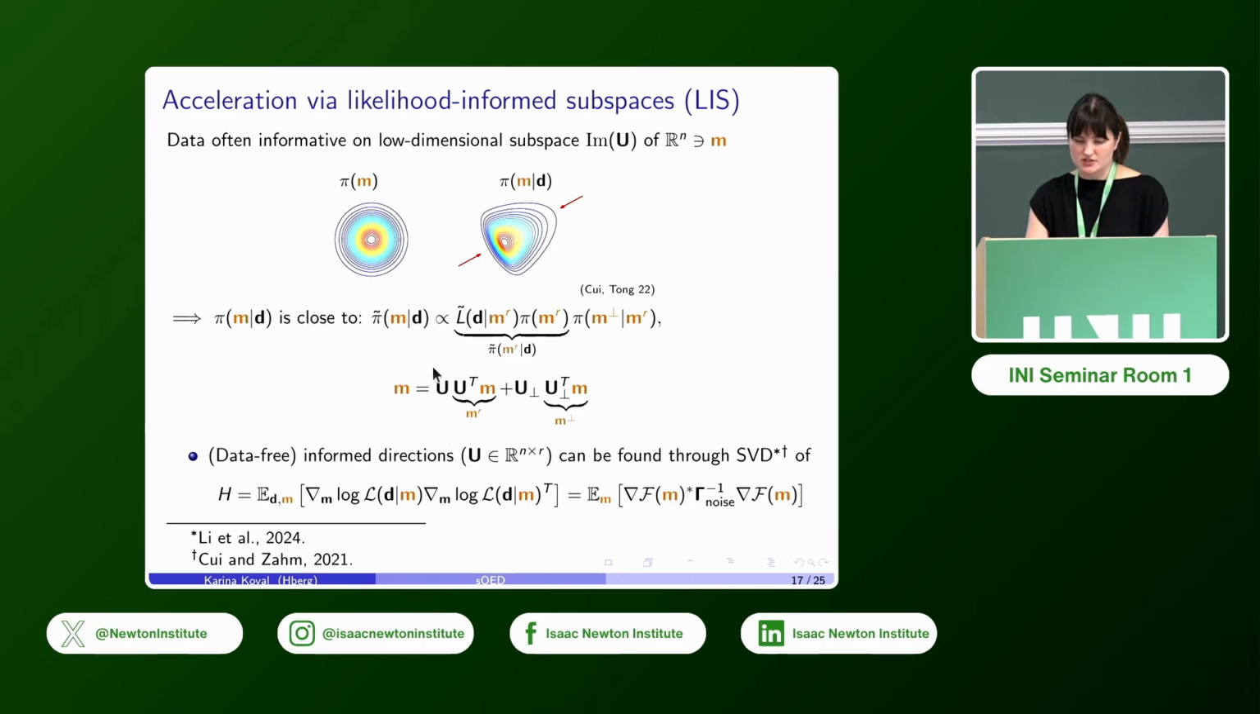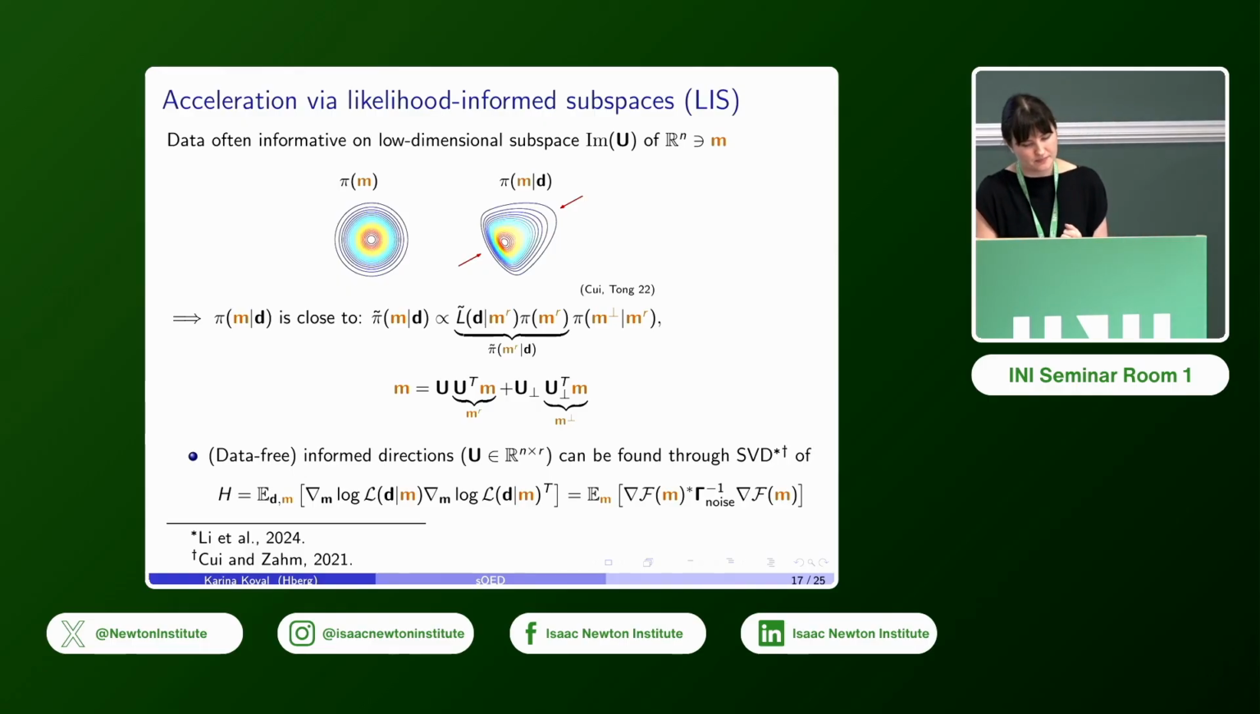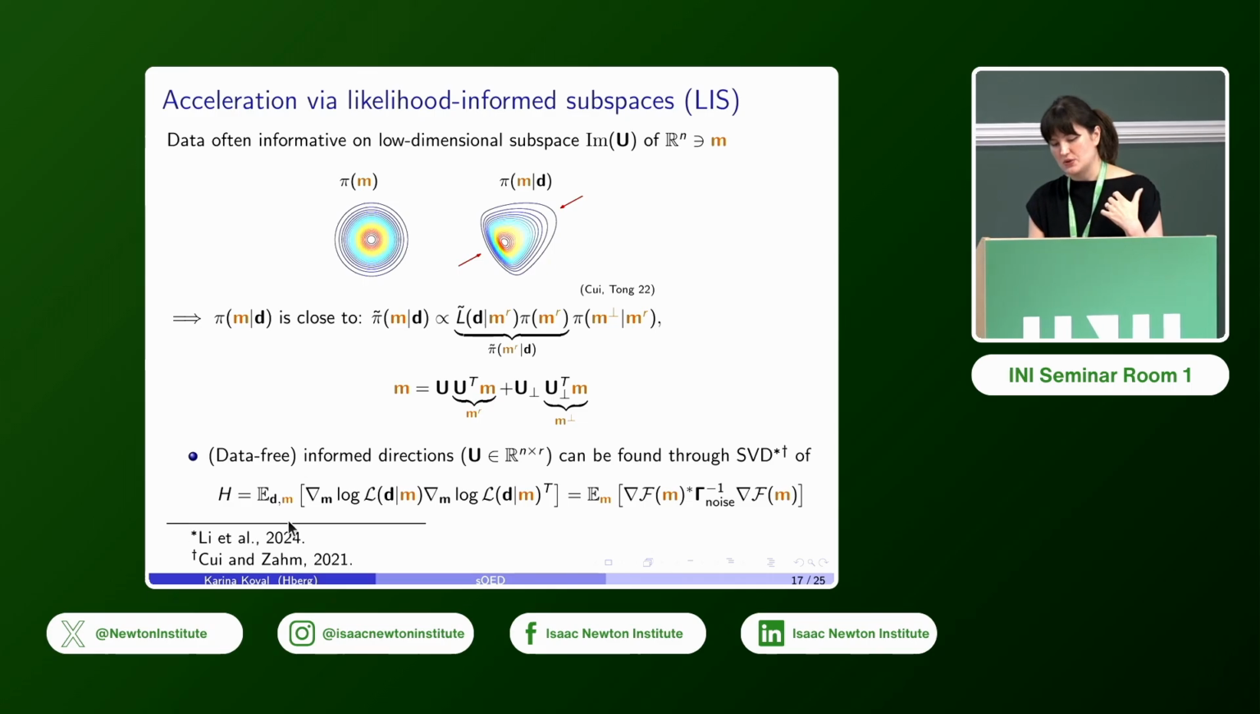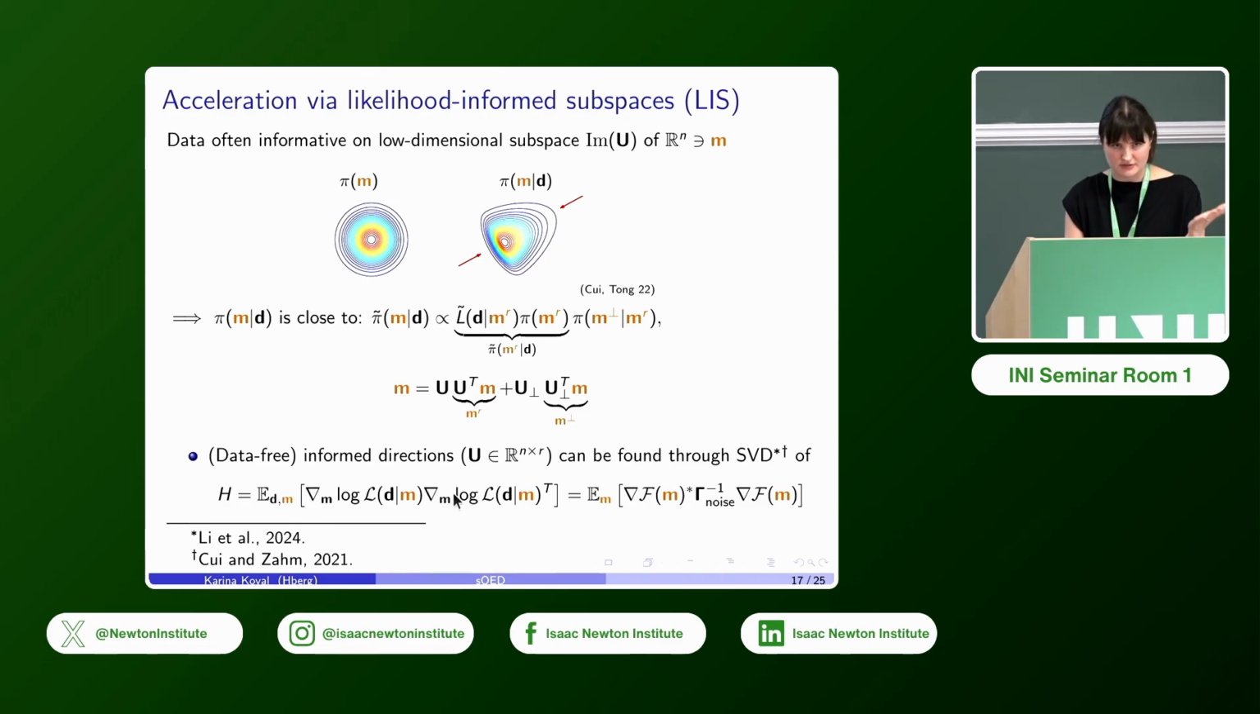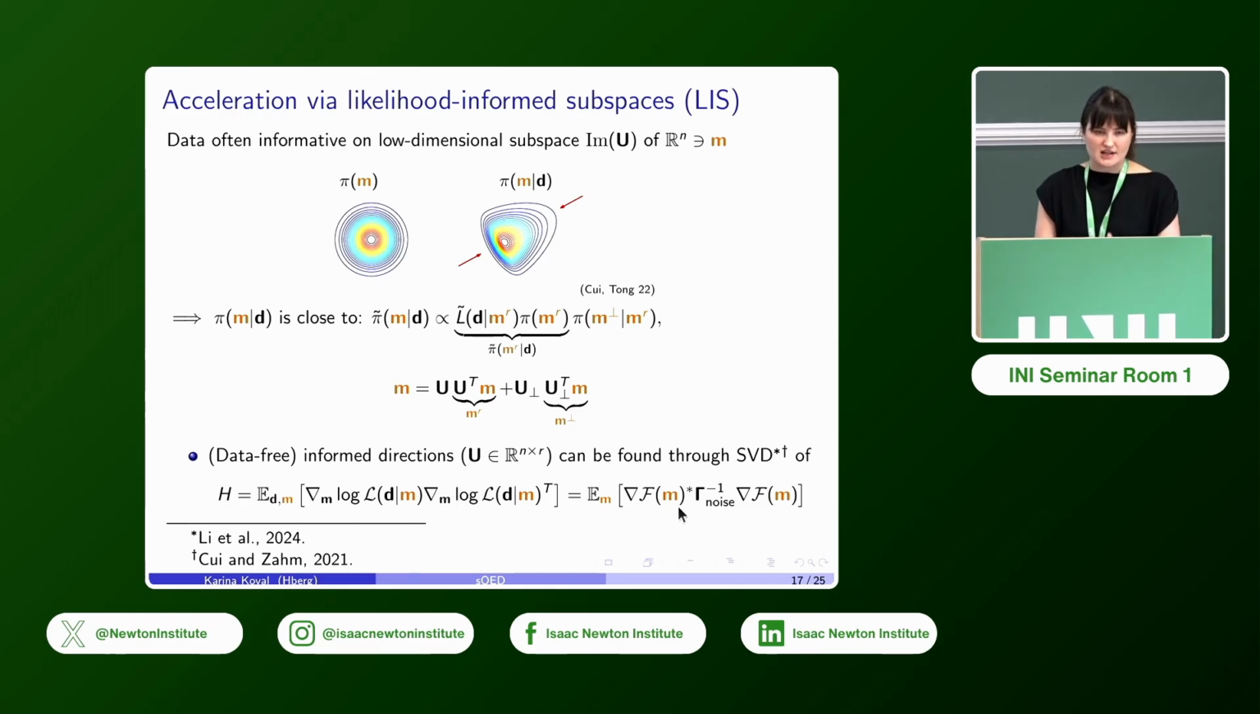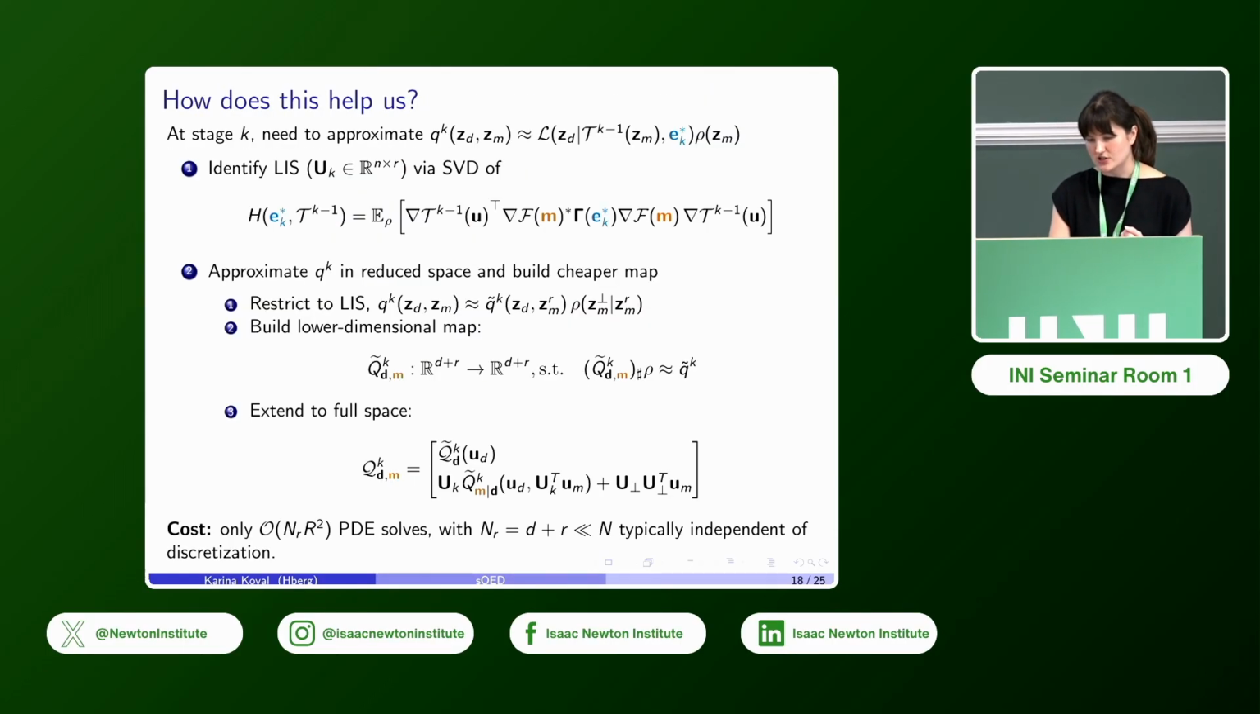And if you can find these directions, you can then decompose your parameter into a data-informed part and a data-uninformed part. And likewise, decompose your posterior into a posterior restricted to this low-dimensional subspace and the prior in all the orthogonal directions, right? Because the data is not informative there. And one way to find these important directions is called the data-free likelihood-informed subspace approach. And in order to compute these directions, you just need to compute an SVD of an average Fisher information matrix. So again, you need access to the Jacobians. But how can this actually help us?